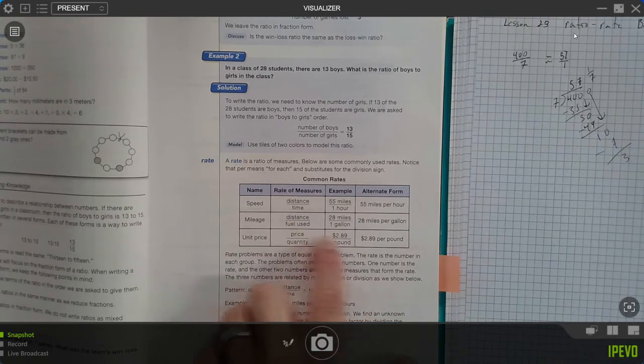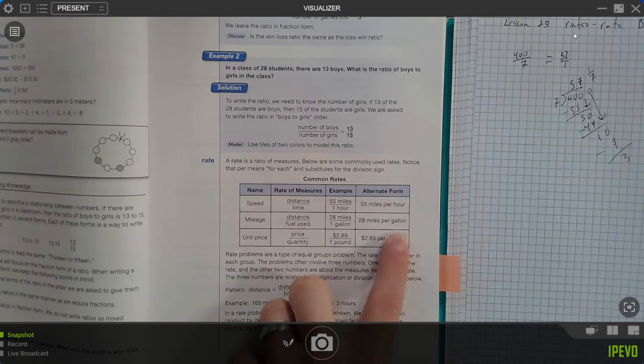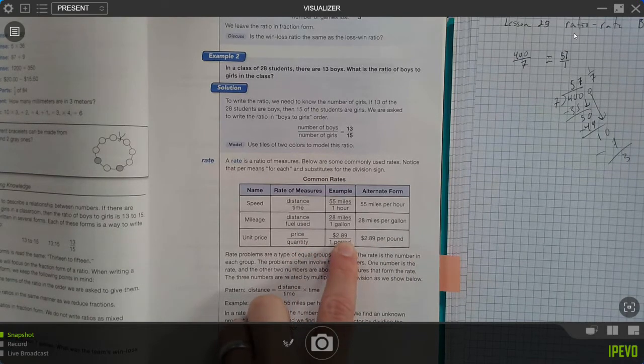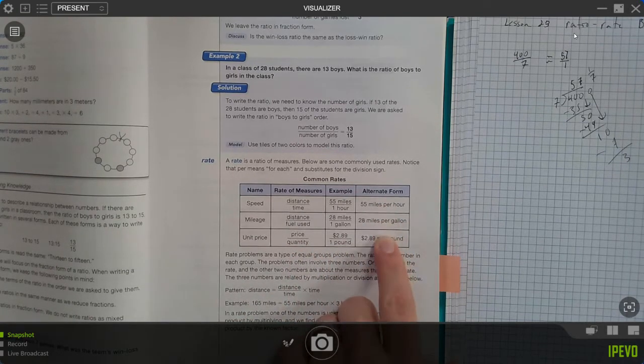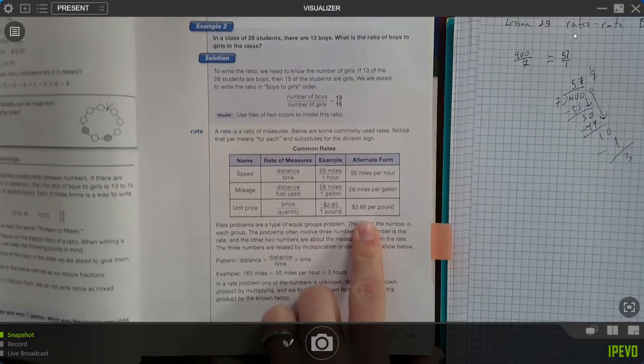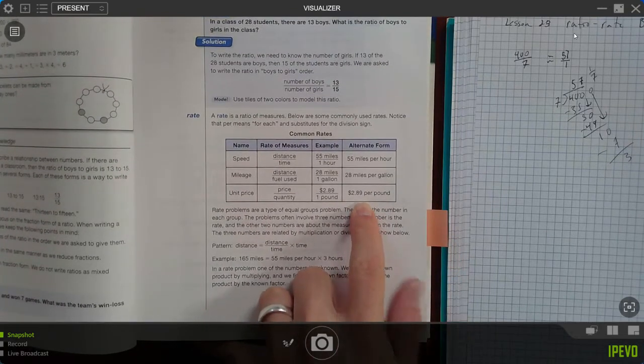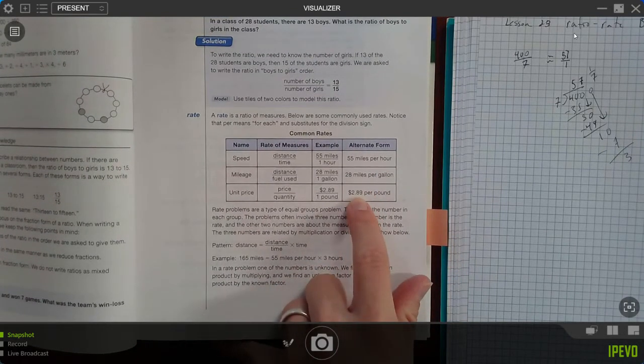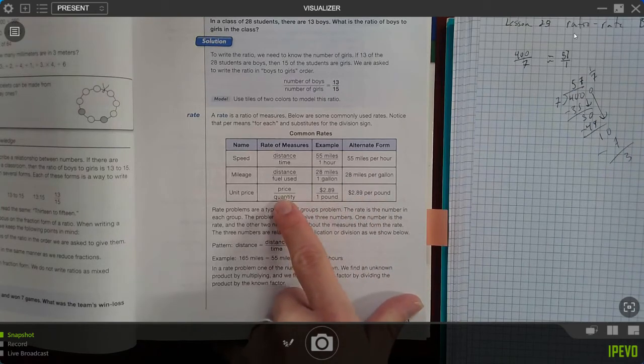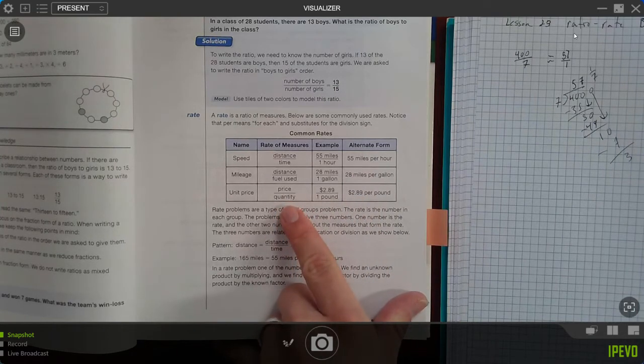Distance over fuel used, 28 miles per gallon. Price over quantity. These are all things that we see pretty frequently, and this is all stuff that is very good to be able to figure out. Sometimes supermarkets don't tell us information like this, and we have to do the math to actually figure out if it's a better deal to buy the bag or the box or whatnot.